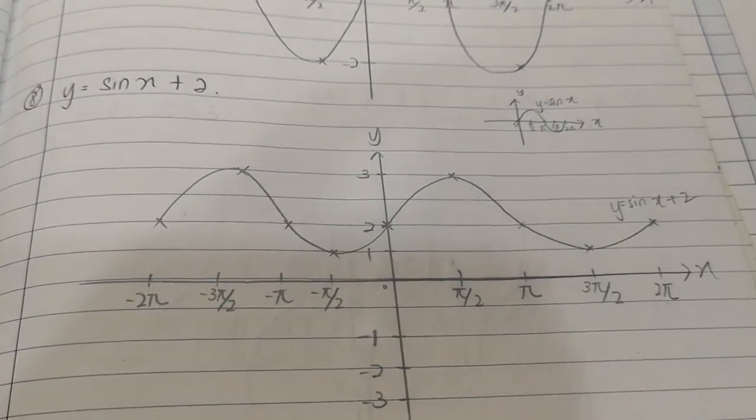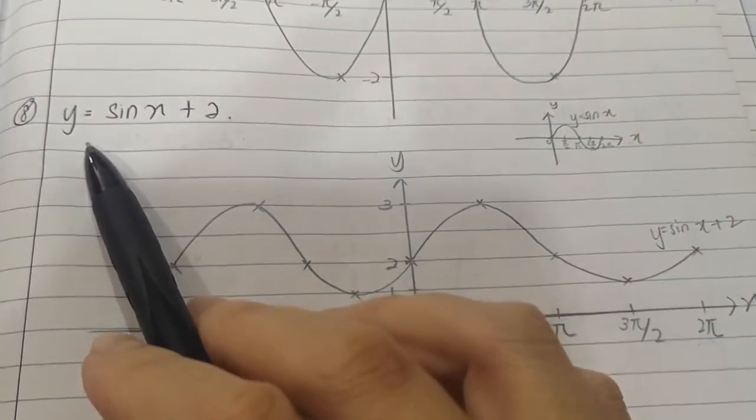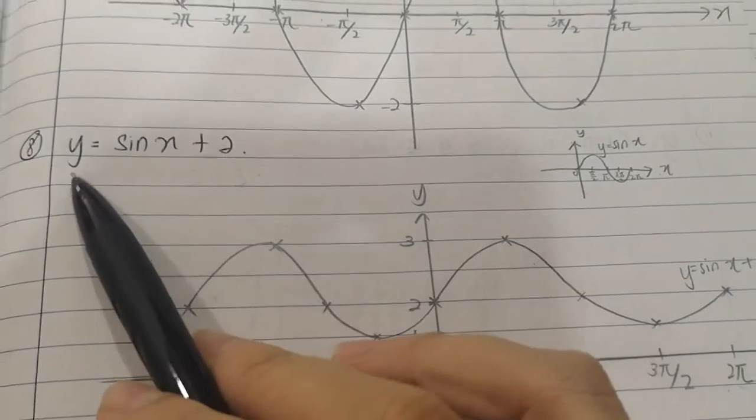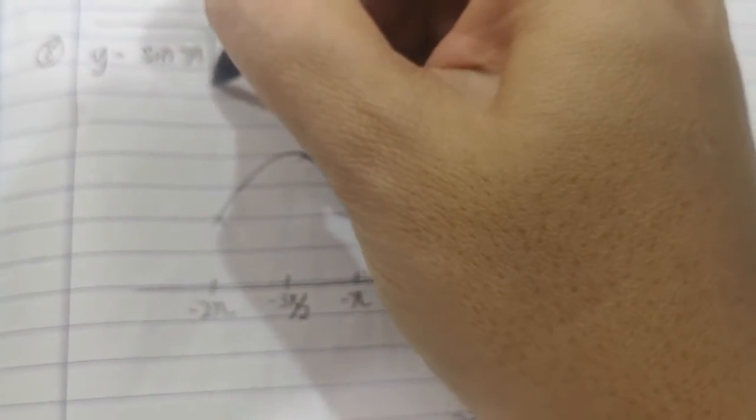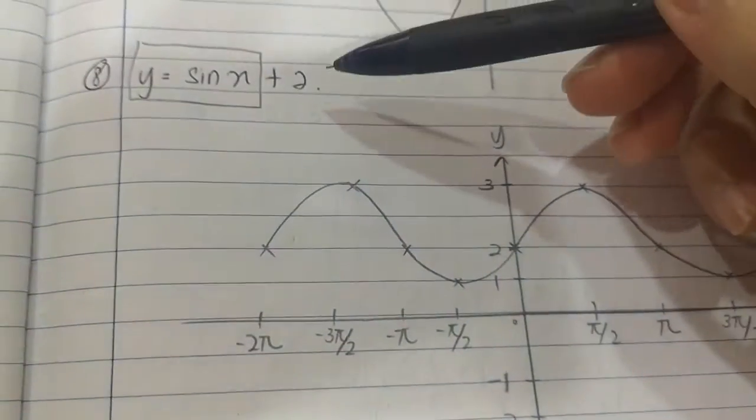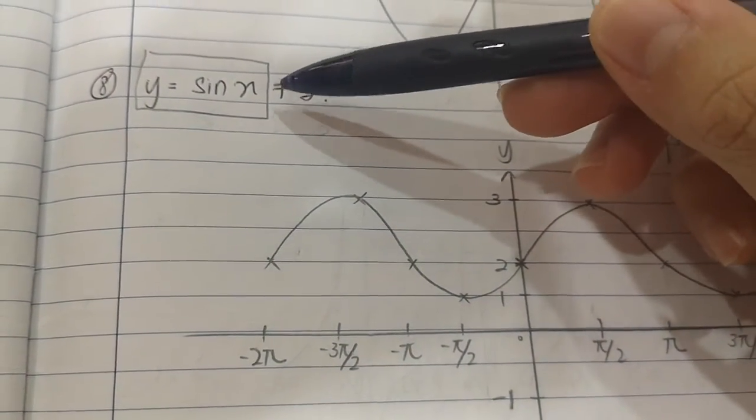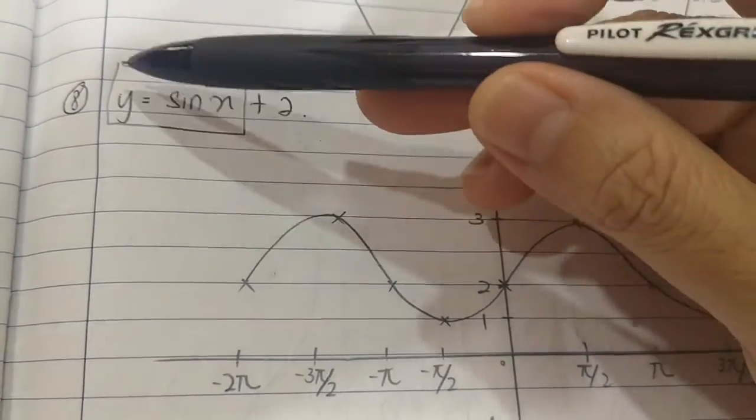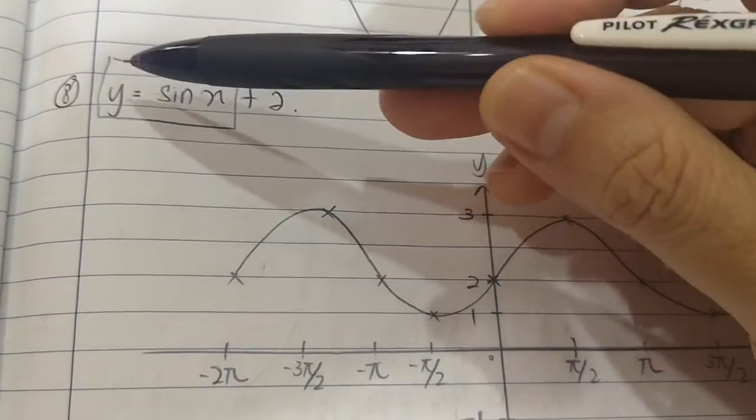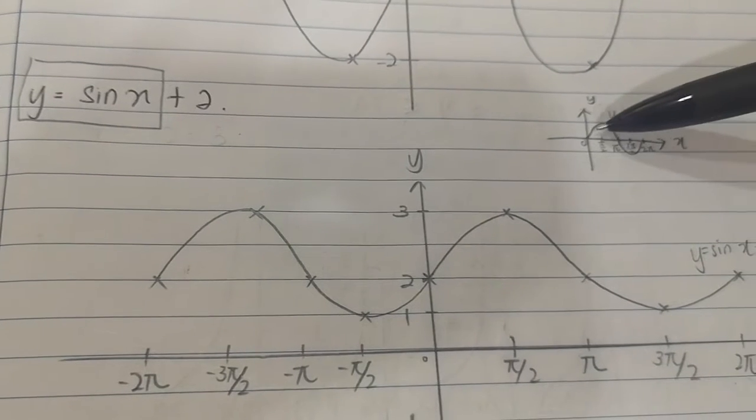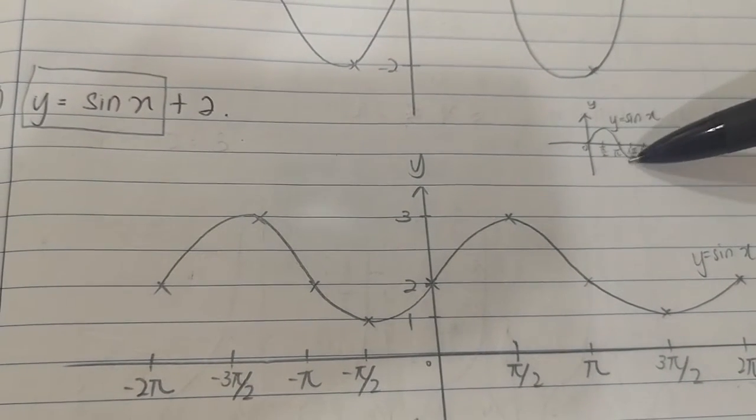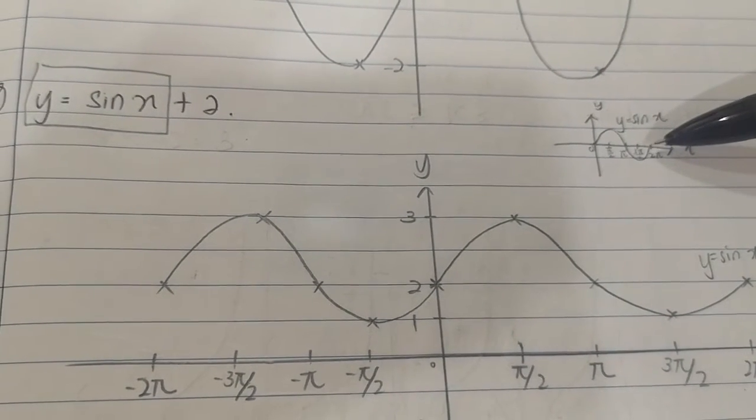Okay, class, so now we look at how to sketch a graph for y equals sine x plus 2. So this is the original, the priority that we need to see here: y equals sine x. The graph for y equals sine x, yesterday we already learned, is the S shape like that.